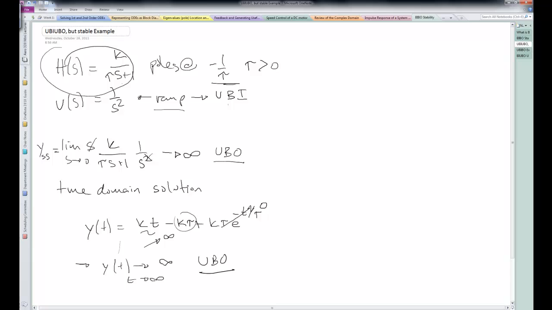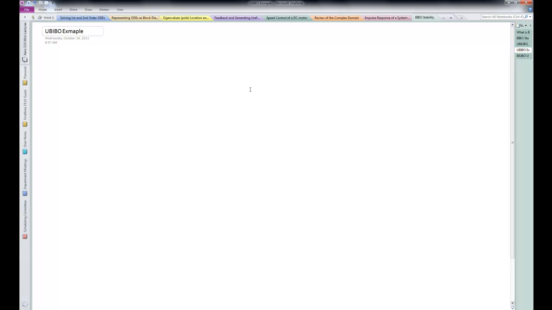So this makes perfect sense that as I command this to go faster and faster, the motor will go faster and faster, and the angular velocity will just increase with time. So even though the system is stable, for unbounded input, I get unbounded output. We can look at an unbounded input, bounded output example.